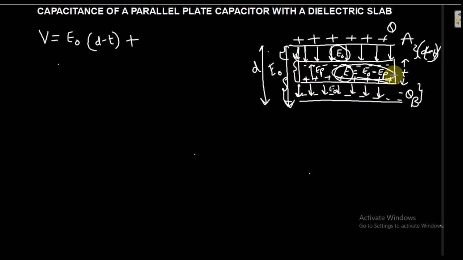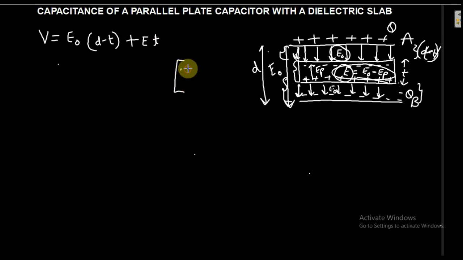Plus, now the dielectric slab is there, and the dielectric slab has some net field. So what is that net field? That is E. That E is equal to E naught minus EP, but here I am going to write only E. And what is the thickness of this region? That is T.